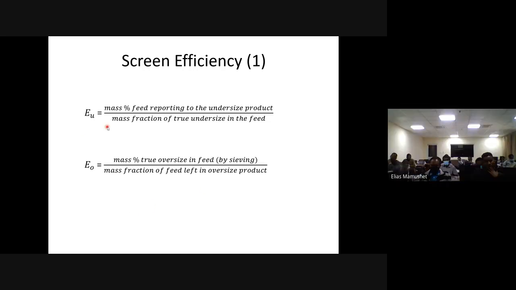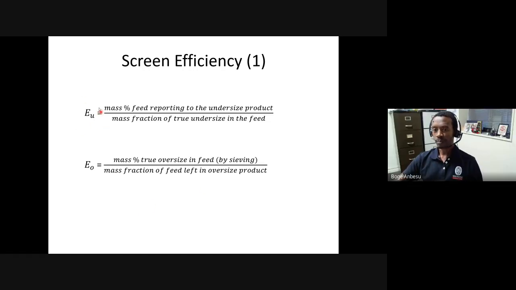Then, to measure efficiency of a screening performance, you can use this formula here, where efficiency for undersized product can be obtained by simply working out the mass percent of feed reporting to the undersize. So now after screening, how much of it is less than 10 millimeters in the fine portion? I can work that out again by doing particle size distribution. And I know the mass fraction of the undersize in the feed because I did particle size distribution initially. So basically, in the feed I had this much undersized material.